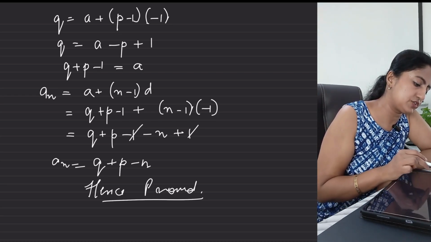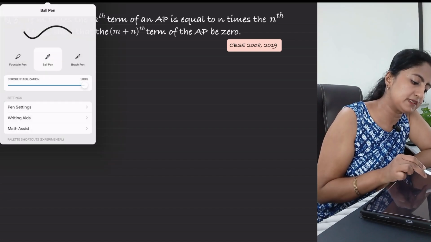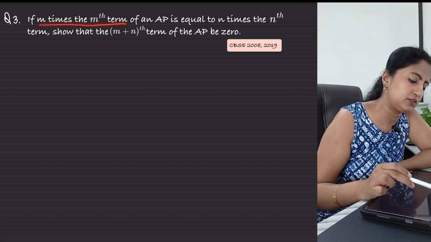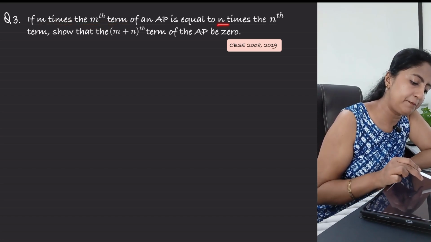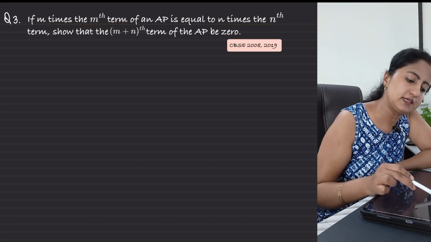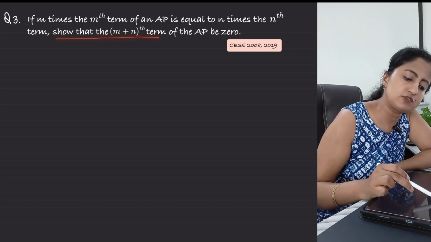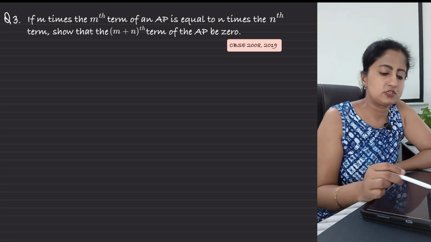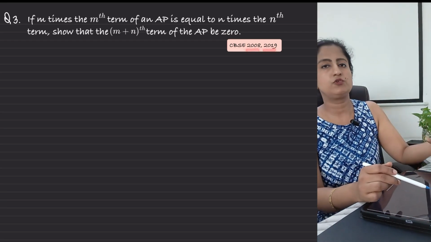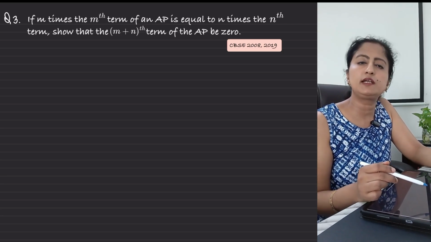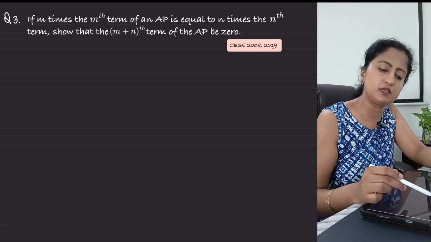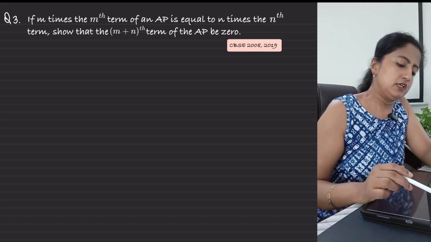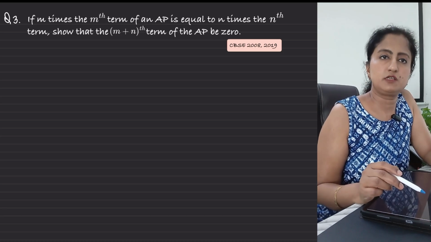And this question is, if m times the mth term of an AP equals n times the nth term, show that the (m plus n)th term of the AP is 0. This question has also appeared twice, once in 2008 and then 2019. So what you can see over here is that if a question has appeared once, it's not that it can't appear again. It can appear again. Even after a period of 11 years, it again came back. So that is why it is very important to practice past year questions.